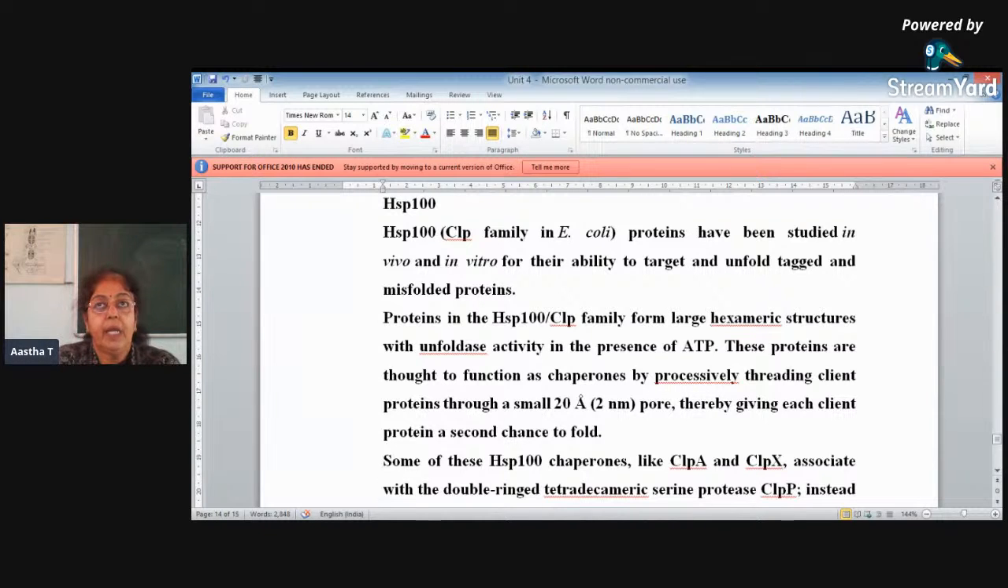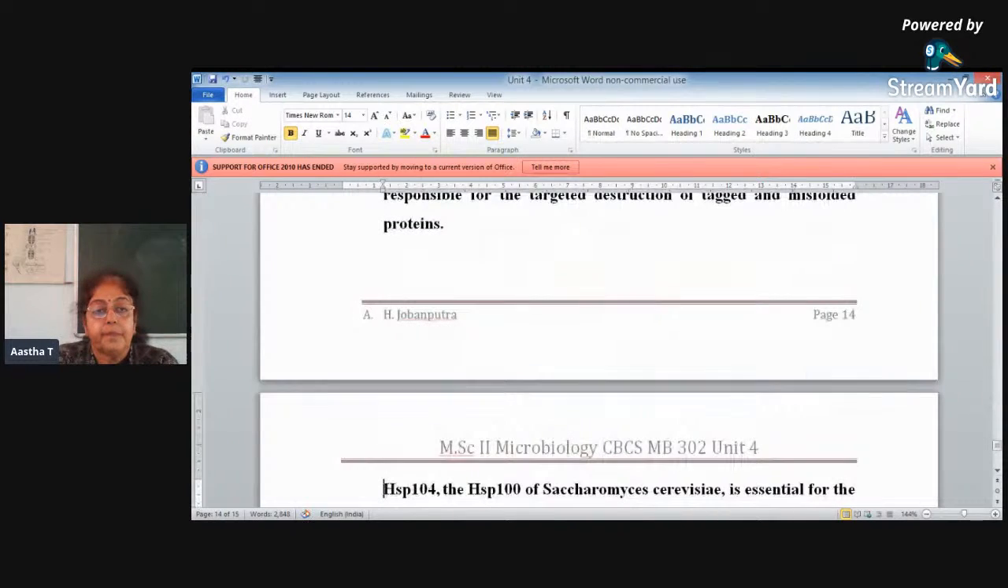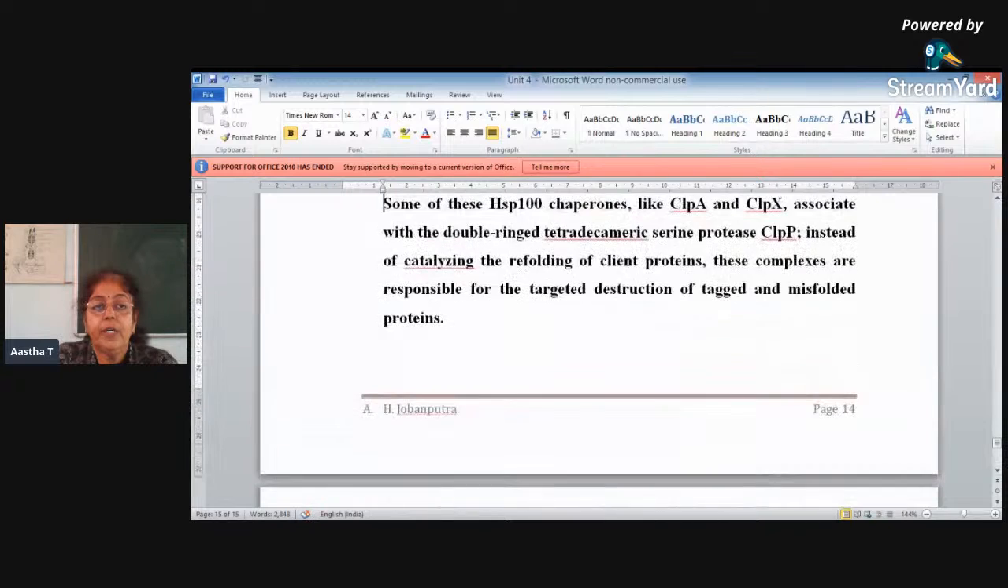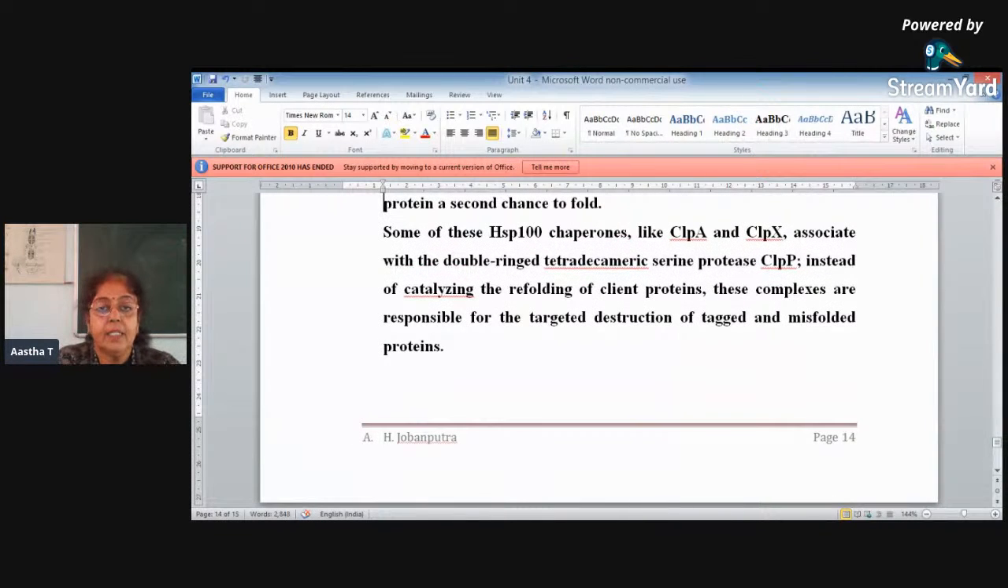So a client protein is a protein which is not properly folded. In that case, HSP100 will play the role of a molecular chaperone and give it a second chance. It will remove the faulty folding, stabilize that particular client protein, and promote the proper folding of that type of client protein. If the protein folding is wrong, it gives a second chance to correct it.